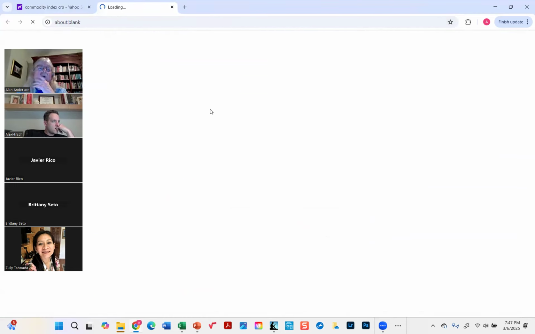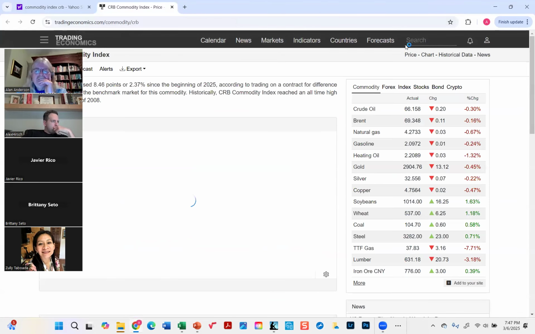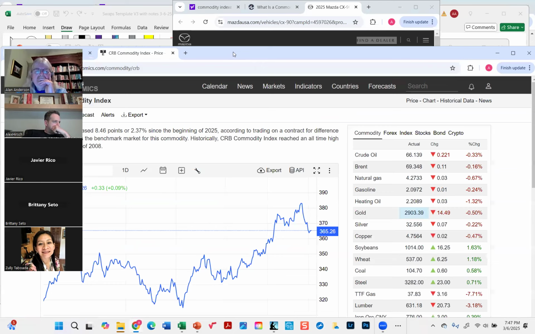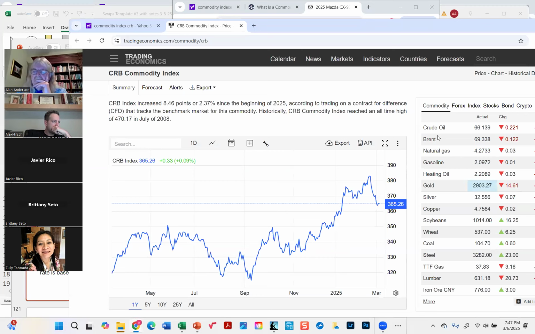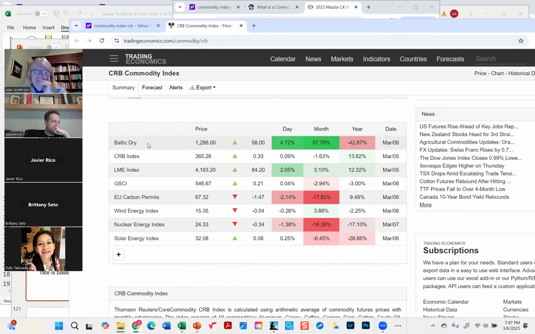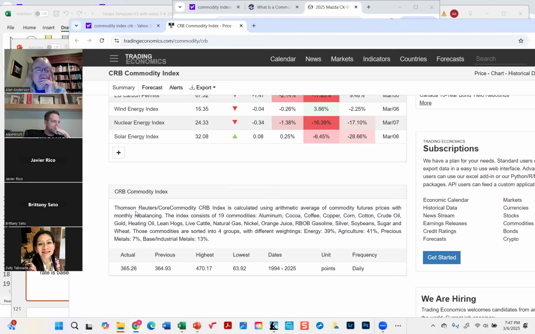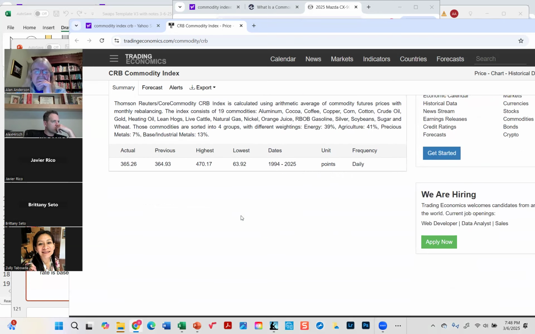Okay, CRB, Commodity Research Board. Now I can remember, yes. And these are the commodities. These are some commodities. Oh, here it is. Thomson Reuters Core Commodities CRB is calculated using an arithmetic average of commodities futures prices with monthly rebalancing. It consists of the following 19 commodities. You can see it's a whole slew of them: aluminum, cocoa, coffee, copper, et cetera. And then they are sorted into four groups: energy, agriculture, precious metals, base industrial metals.